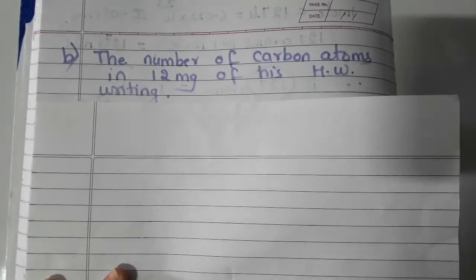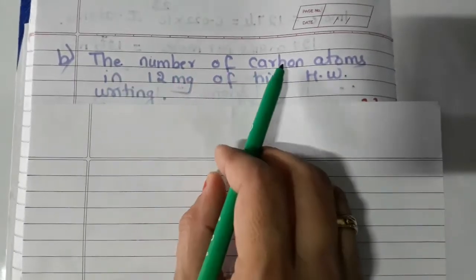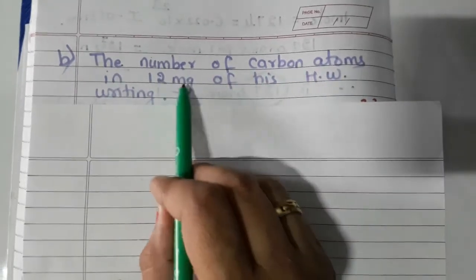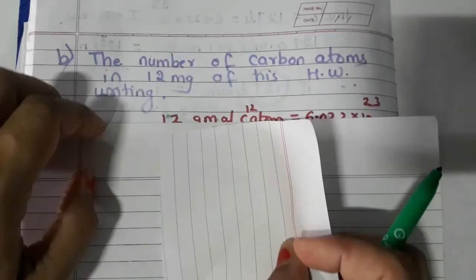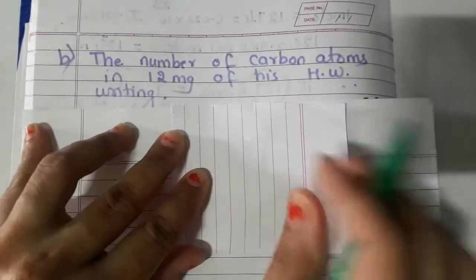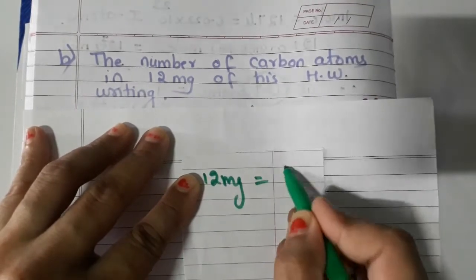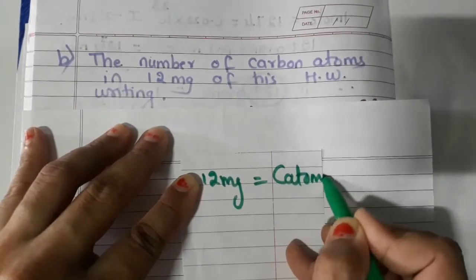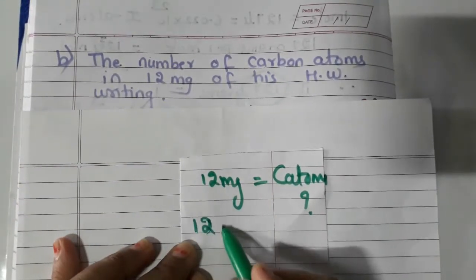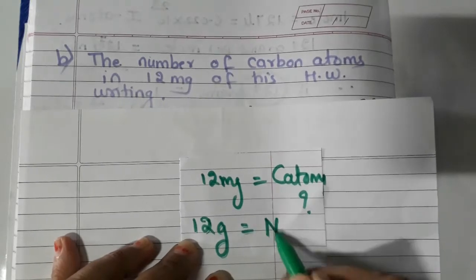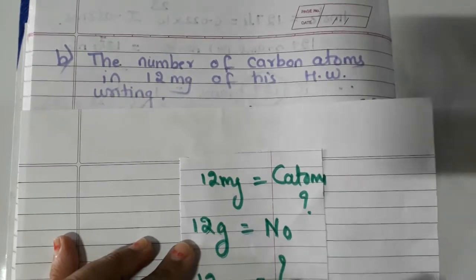Now the next part of the same question is: calculate the number of carbon atoms present in 12 milligram of carbon. In 12 milligrams, how many carbon atoms are present? We know that in 12 grams, Avogadro number of atoms are present. So in 12 milligram, how many will be present?